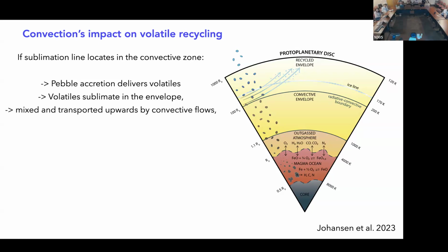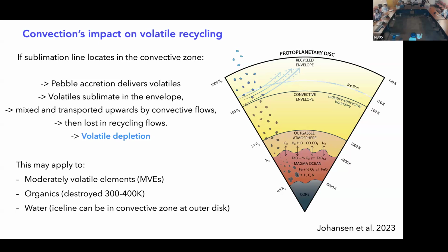Because the envelope is convective, the volatiles can be mixed and transported upwards by the convective flow. When they reach this recycling layer, they can basically be lost in the recycling flows. Because of this, you can have volatile depletion. So only the dry pebbles can be accreted to the core, and the volatiles can be lost back to the disk. This may apply to different species as long as the sublimation temperature is within the convective envelope. It can be moderately volatile elements, some organics, and even water in some cases. The water ice line can reside in the convective envelope if you're in the outer disk environment.